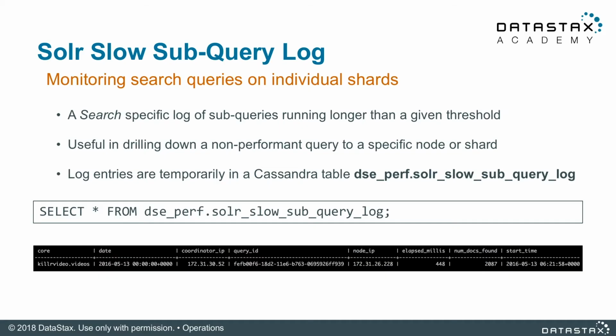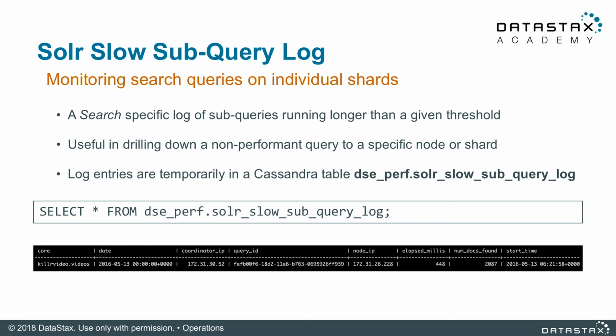Another useful log from the DSE Performance Service is the Solr slow subquery log. This is a search-specific log that keeps track of subqueries that run on the local node, which run longer than the specified threshold. Although it doesn't completely cover the execution of a search query, the ability to drill down to the individual parts of the read path on the search side can be useful to find performance bottlenecks.